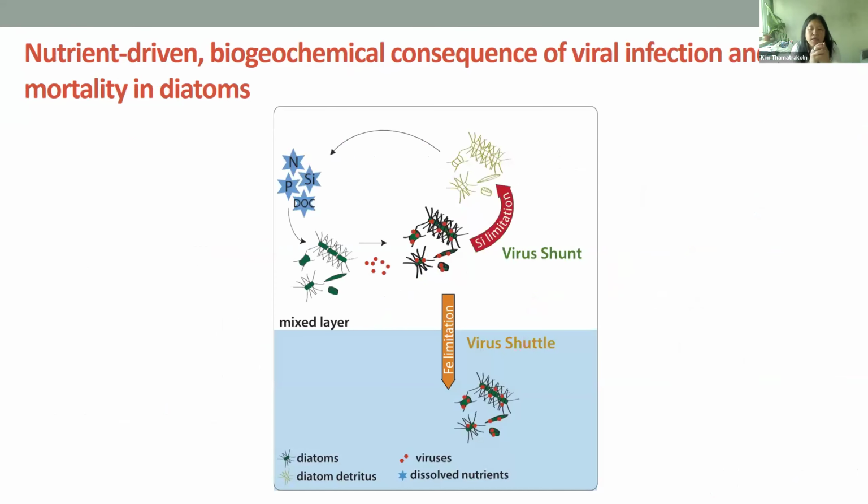And so this leads us to this hypothesis that there are nutrient-driven biogeochemical consequences of viral infection mortality in diatoms, whereby diatoms that are infected under silicon limitation might be more prone to shunt material back into the microbial loop because you're causing a faster infection, whereas that infection under iron limitation may cause diatoms to actually sink and be exported into the mesopelagic.